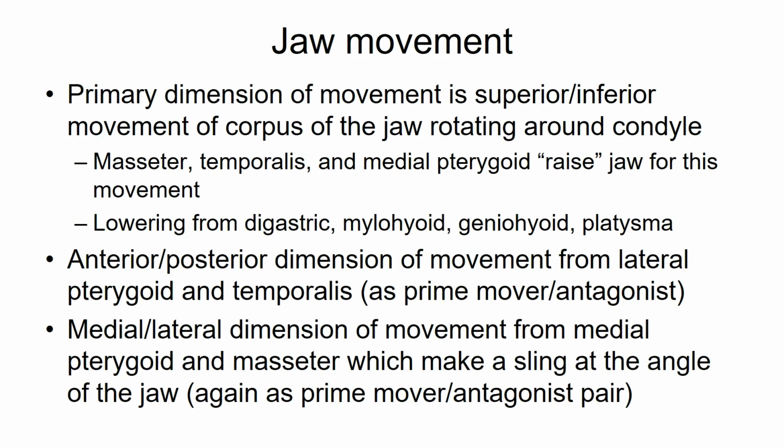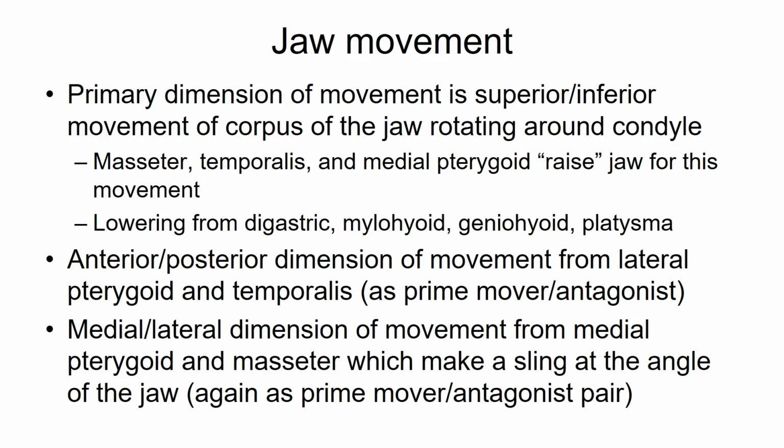So when we talk about moving the jaw for speech or for chewing, our primary dimension of movement is superior-inferior, moving the body of the jaw up and down, rotating around the joint formed by the condyle with the temporal bone. The masseter, the temporalis, and the medial pterygoid muscles are going to be our jaw-raising muscles for this movement. Jaw lowering will happen through action of digastric, mylohyoid, geniohyoid, and platysma, which will be talked about in a minute.